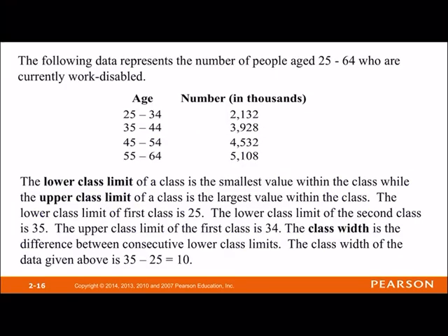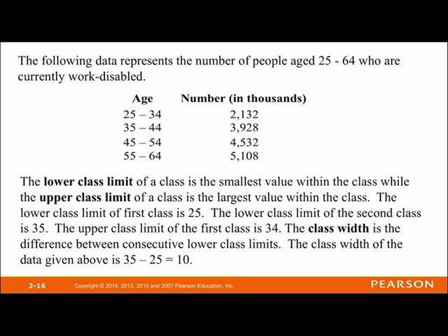The following data represents the number of people aged 25 to 64 who are currently work disabled. So again, you can see your ages there. From 25 to 34-year-olds, you're going to have 2,132. For 35 to 40, 3,928. 45 to 54, 4,532, and from 55 to 64, you're going to have 5,180.